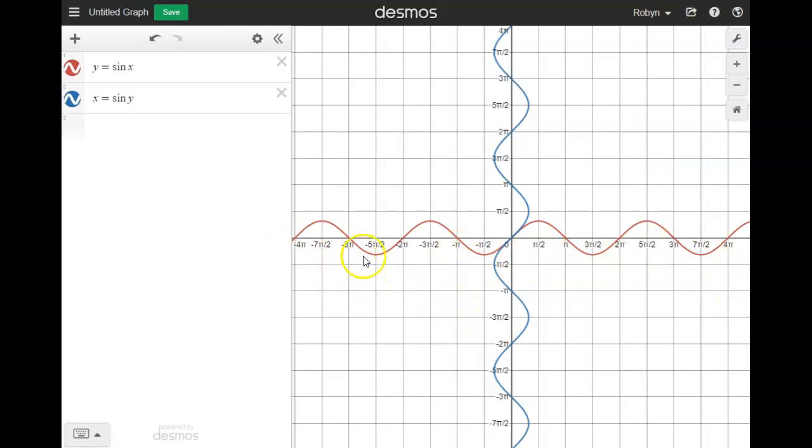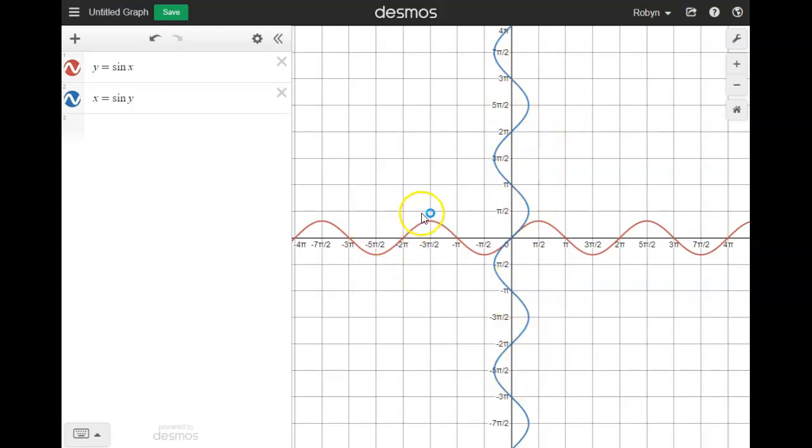Now the sine of x, that curve is a function. It passes the vertical line test. But switching the x and the y to get x equals sine of y, that fails the vertical line test. So that is not an inverse.